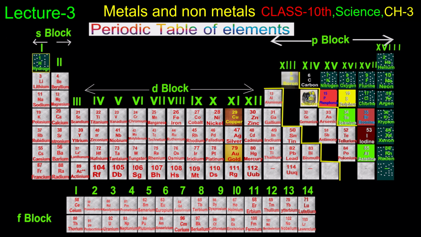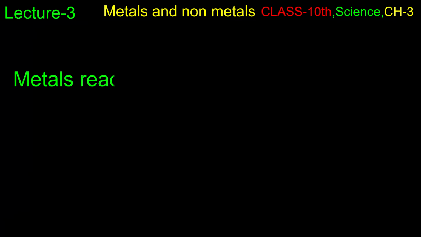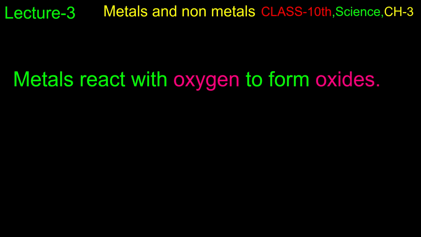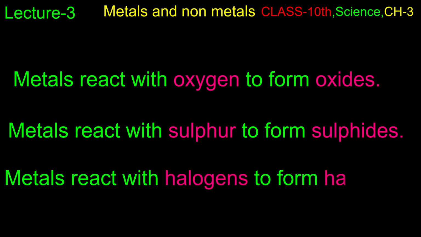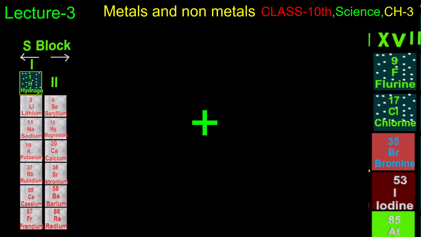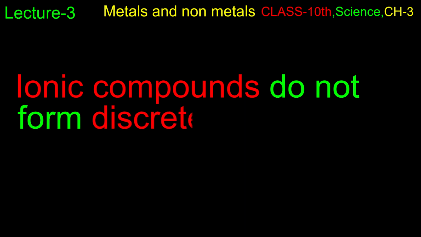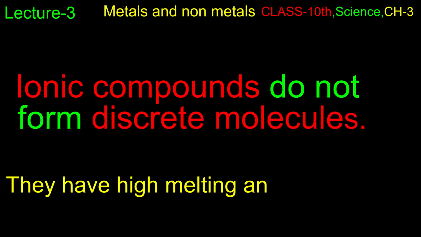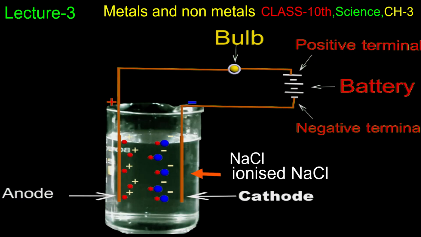Next, I discuss that metals react with non-metals to form salts. For example, metals react with oxygen to form oxides, with sulfur to form sulfides, and with halogens to form halides. Highly reactive metals like first and second group metals react with non-metals like halogens to form ionic compounds. Ionic compounds do not form discrete molecules. They have high melting and boiling points. Ionic compounds conduct electricity in molten state or in solutions only and not in solid state.